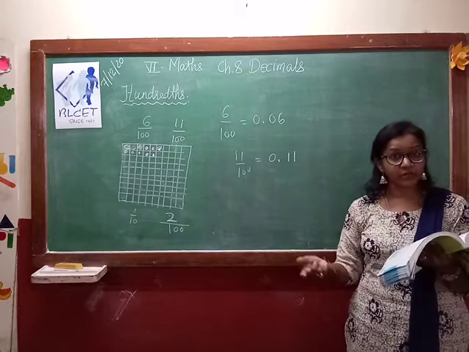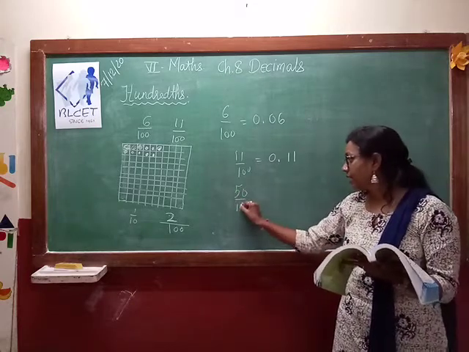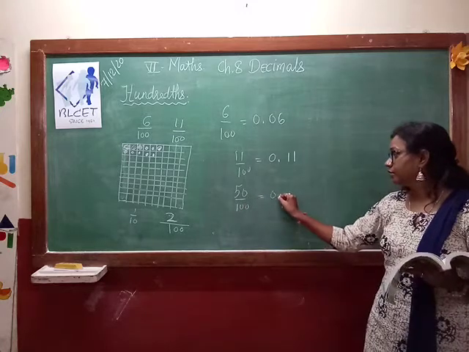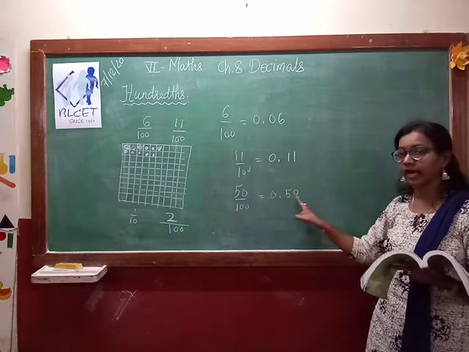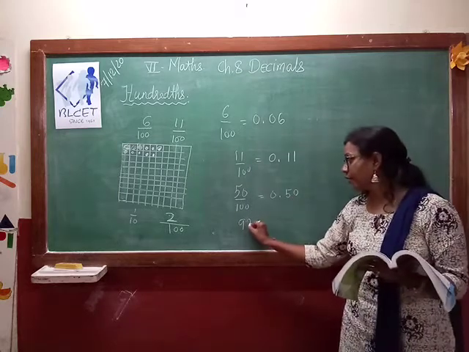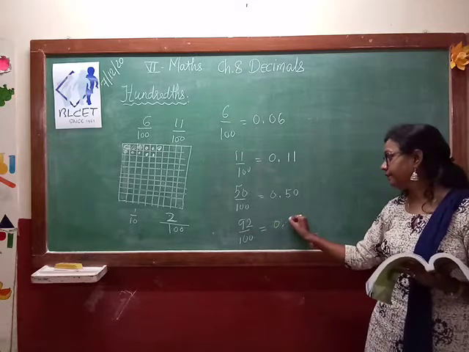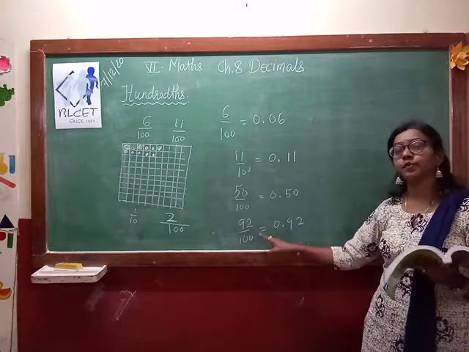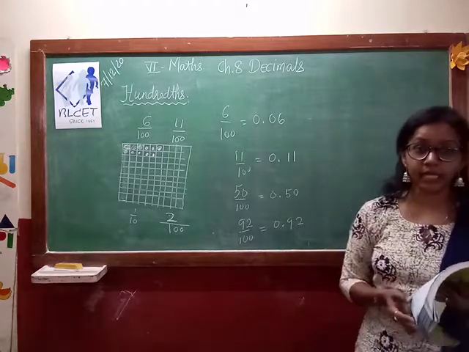Then 50 squares are shaded, so how will you read that? 50 divided by 100, that is 0.50. If 92 squares are shaded, that is 92 divided by 100, that is 0.92. This way you can represent hundredths.